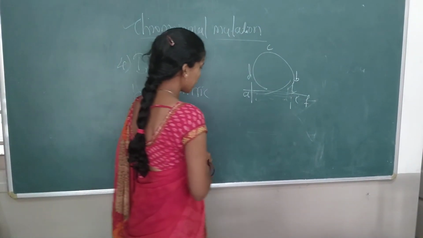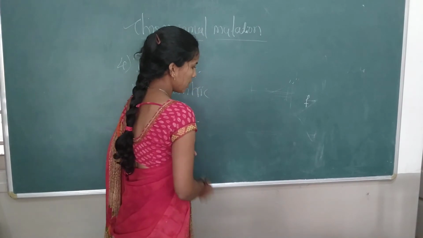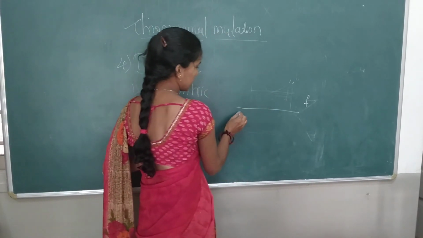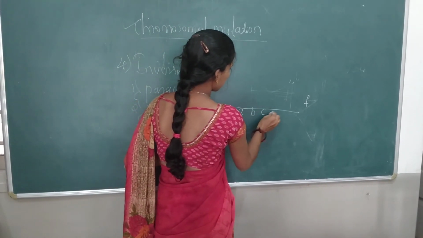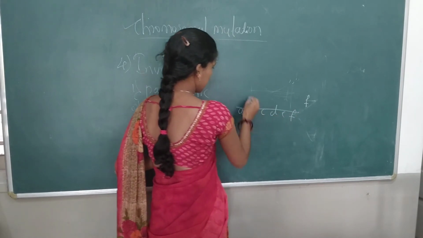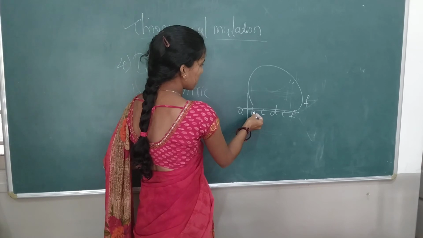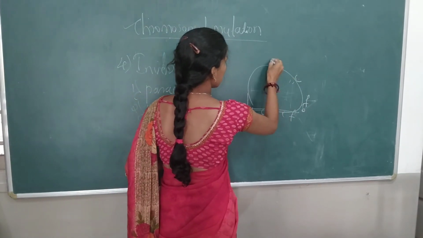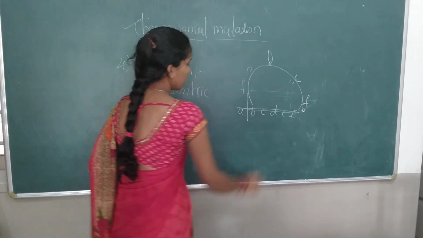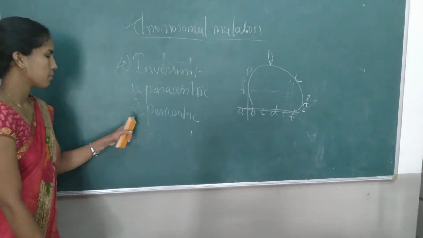Pericentric means a single break occurs in the chromosome. If the chromosome structure is like this, it has the genes A, B, C, D, E, F, with a single break. So it will rotate like this. B comes here, then C, D, E, F. Like this arrangement takes place in the pericentric.